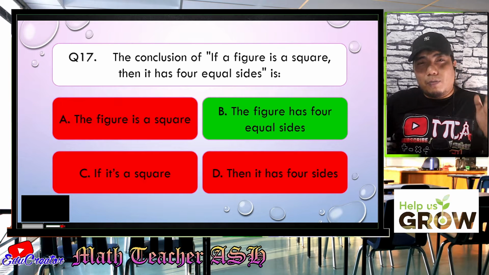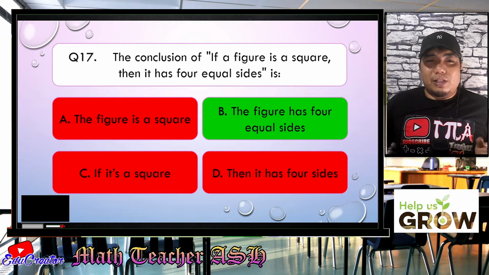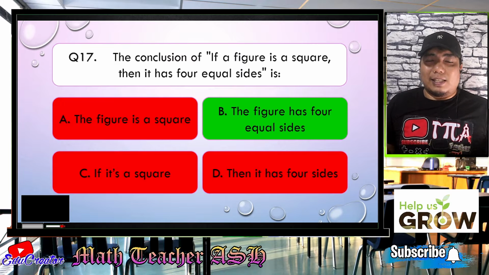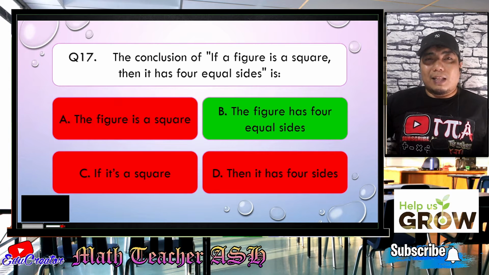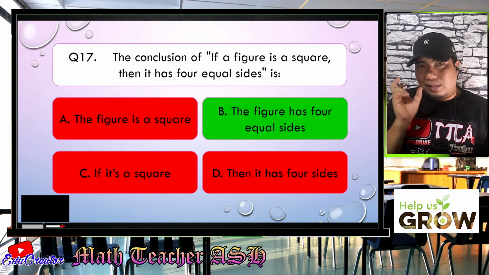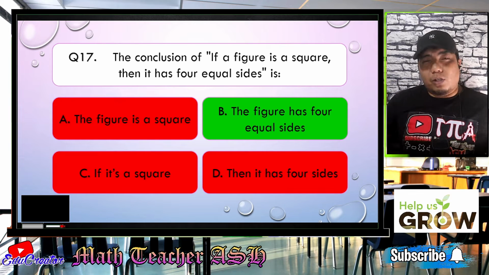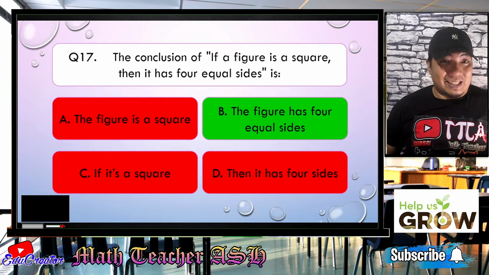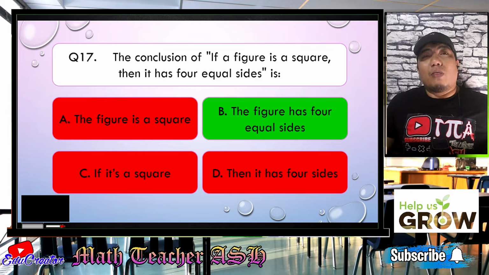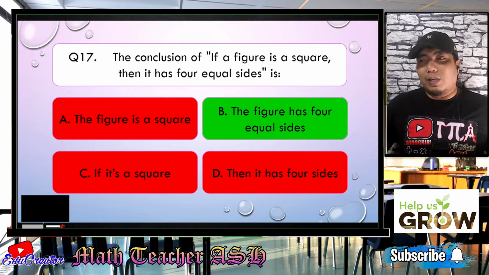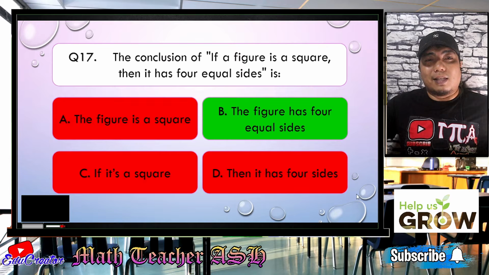Now, you might ask me, sir, how about letter D? Then it has four sides. Now, for the conclusion, it will not include the if and then words. So for the hypothesis, the if is not included. For the conclusion, the then is also not included. All right, I hope that is clear, my dear math learners.